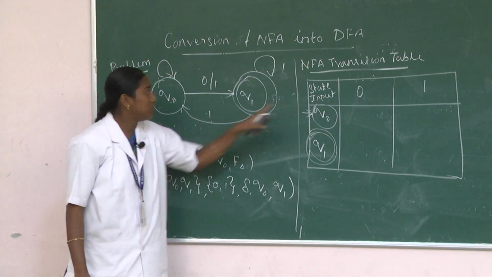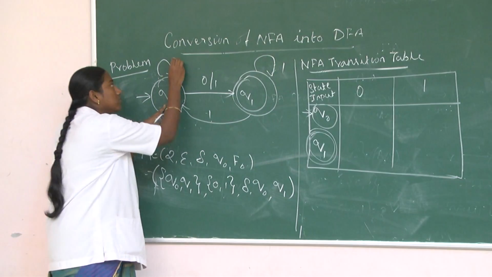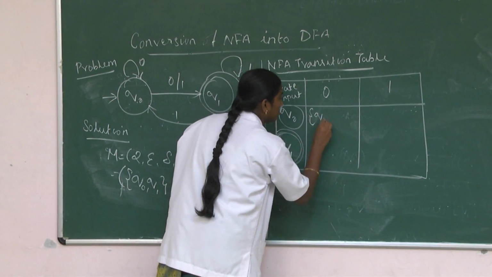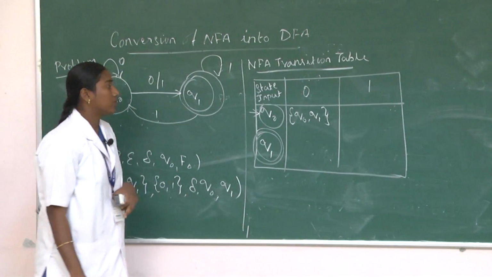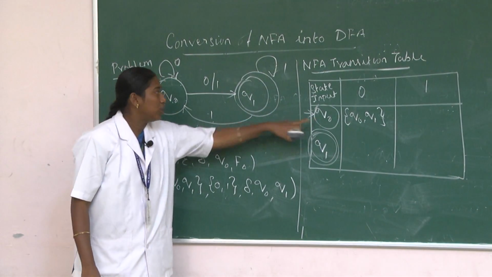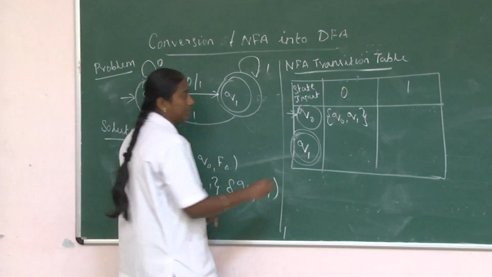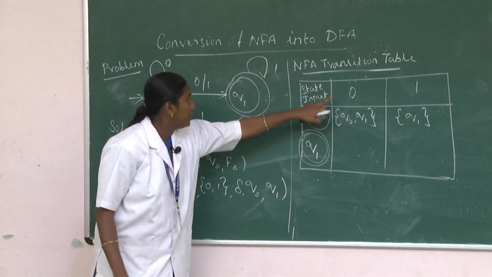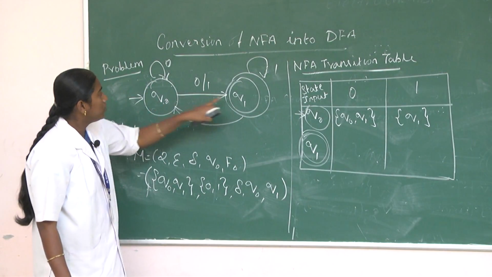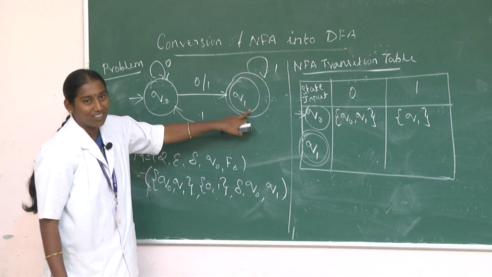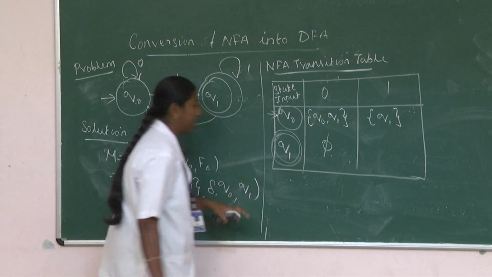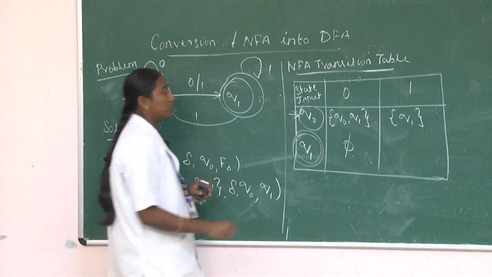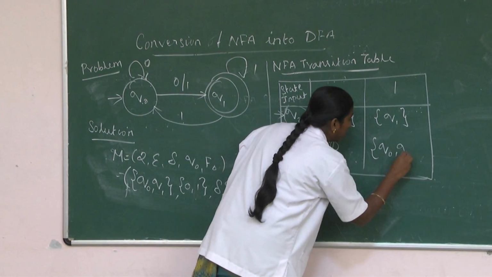For Q0, if we give 0, it goes to Q0 as well as Q1. Next, if you give 1 for the Q0 state, it will go to Q1. For the state Q1, if you give 0, there is no transition, so we are representing this state as phi. For Q1, if you give 1, it will go to Q1 as well as Q0. So I am writing it as Q0, comma, Q1.